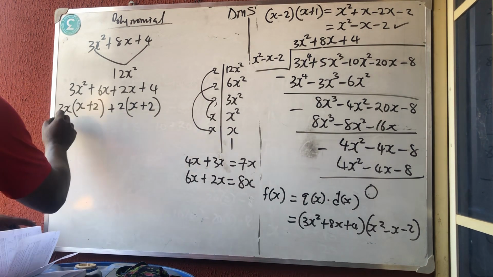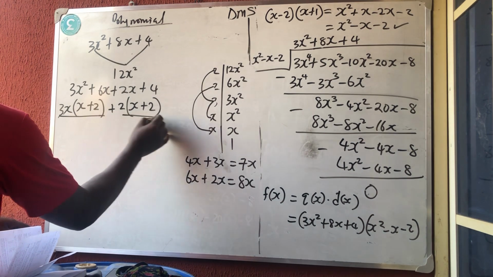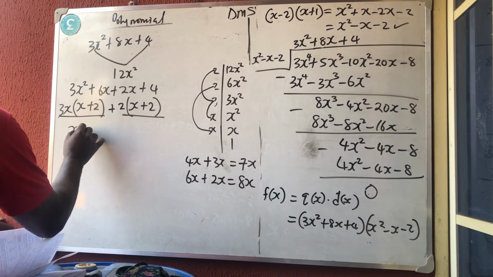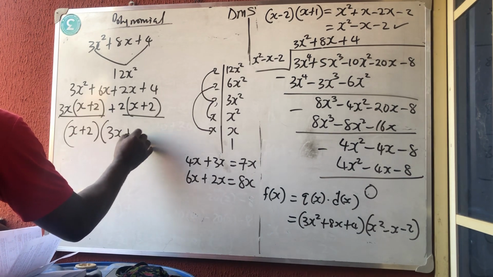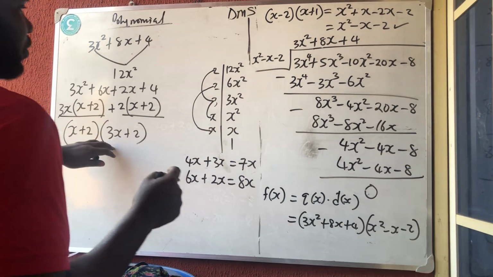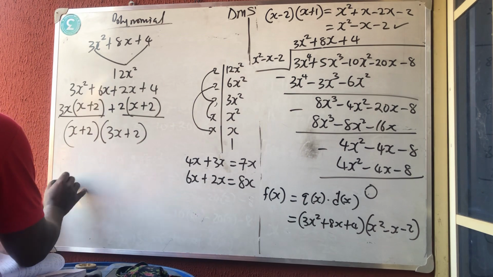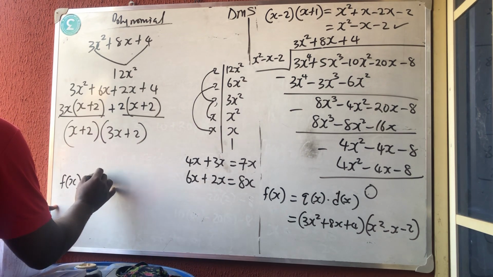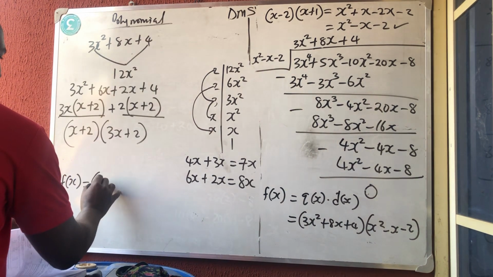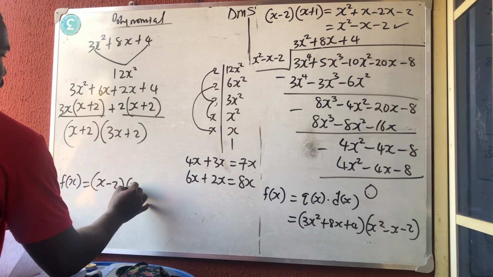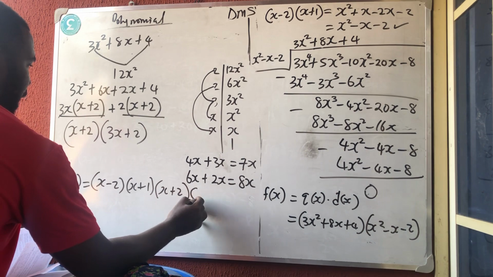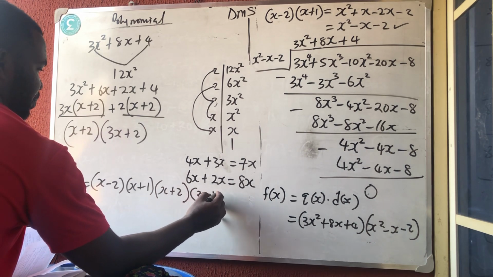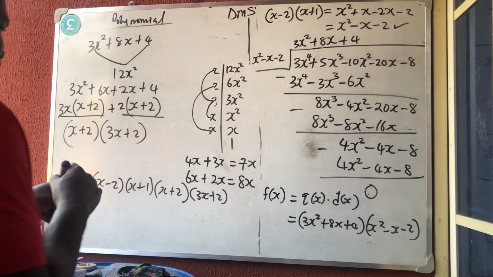The next thing is, what is common between this line and this line? x plus 2 is common. And the remaining thing is now 3x plus 2. Okay, so that is that. I have factorized it, which means my f of x is equal to the 2 we've gotten before: x minus 2, x plus 1, x plus 2, and 3x plus 2. Okay, so that is that.